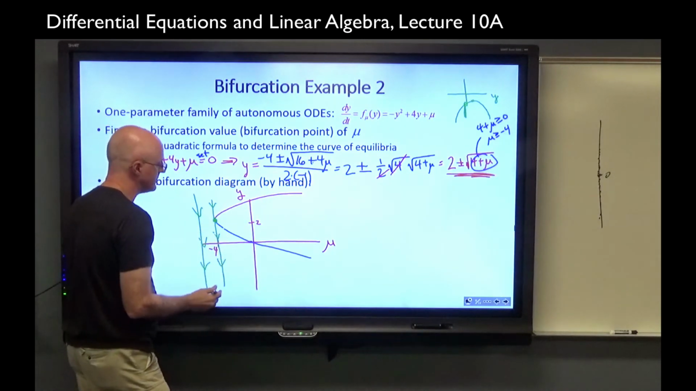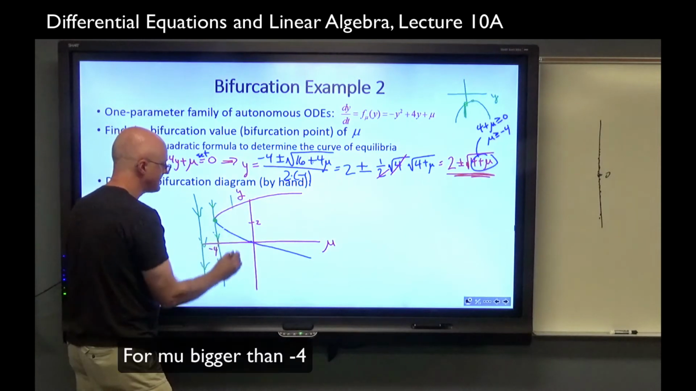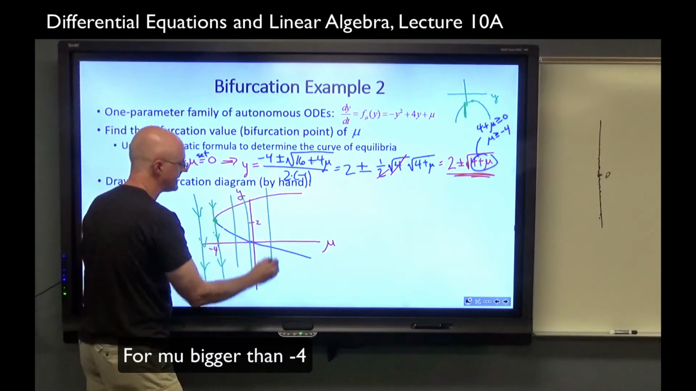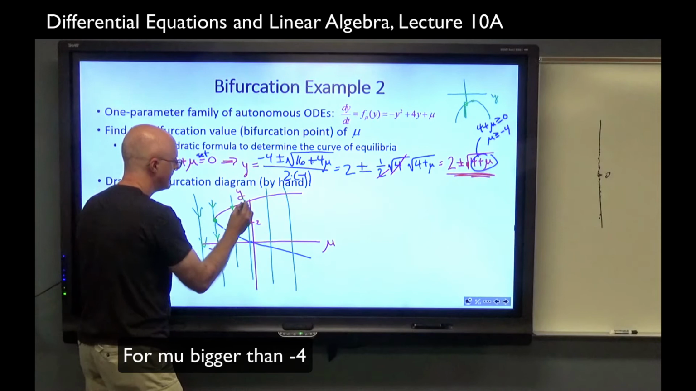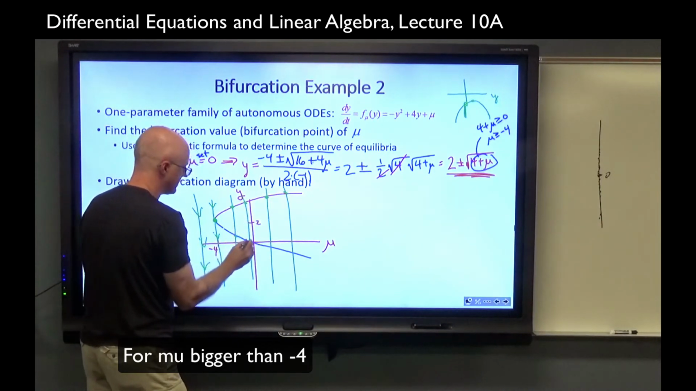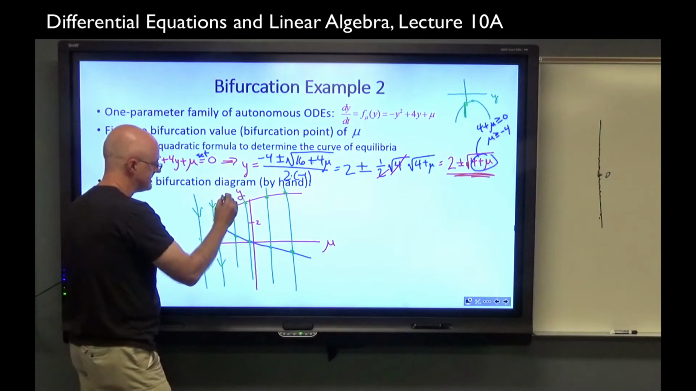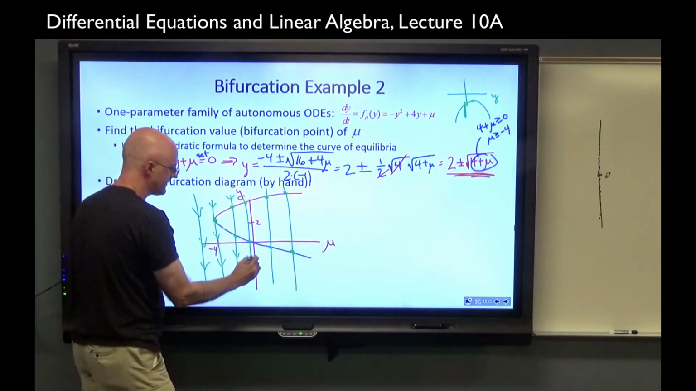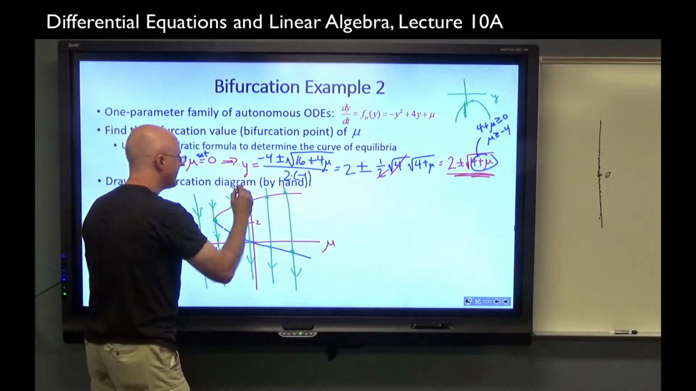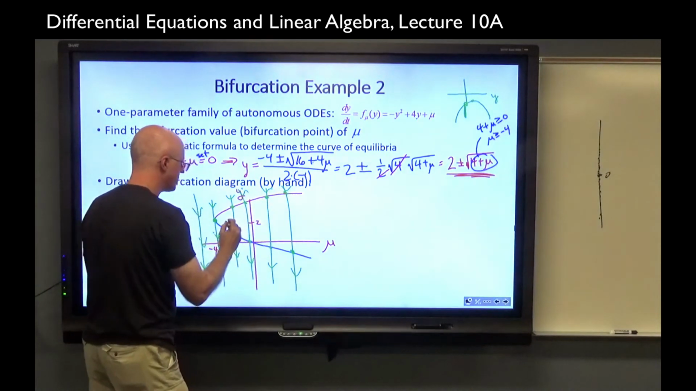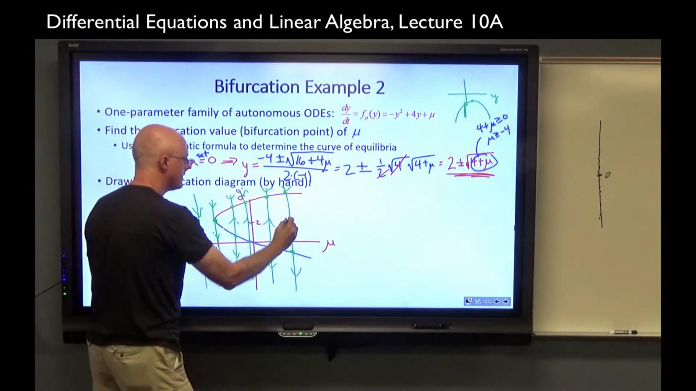At other values of mu, for mu bigger than -4, we've got two equilibrium points that get further and further apart as mu continues to increase. And we're going to be consistent with these other downward pointing arrows, so we're going to get this kind of thing. Downward pointing arrows, except in between we'll have upward pointing arrows.